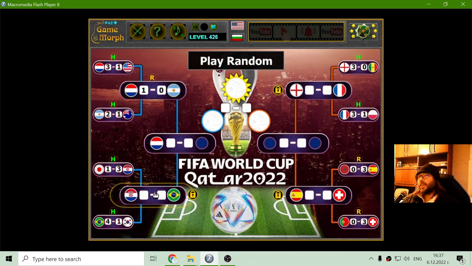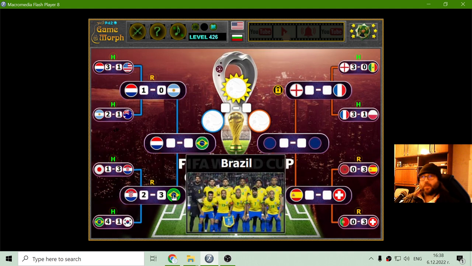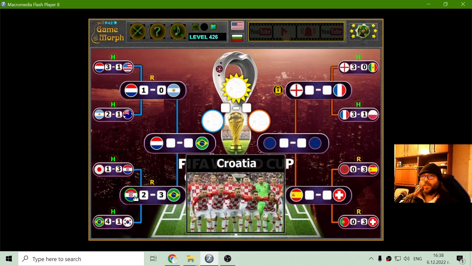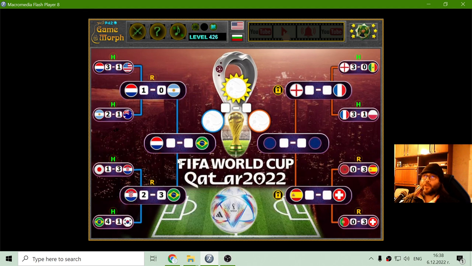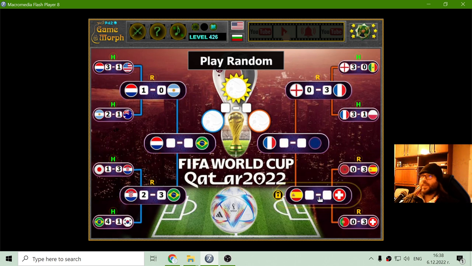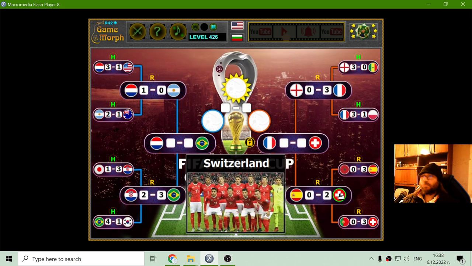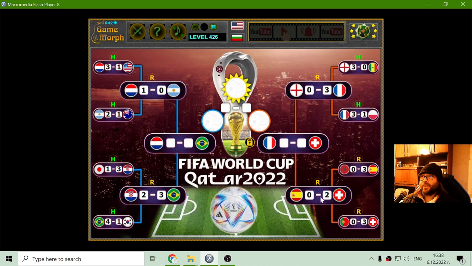The next quarterfinalist, ta-dam, should be Brazil with a win of 3-2 against Croatia. From the other side, let's see what France can do against England. 3-0 for France. Well, sounds plausible. And on the other side, Switzerland against Spain with 2-0.